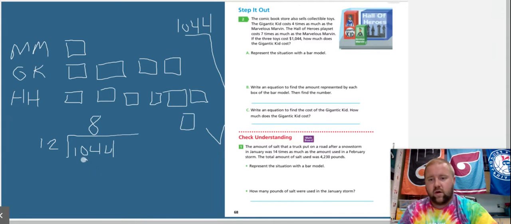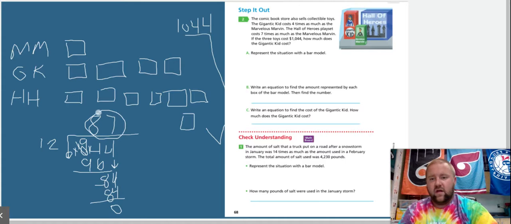So 8 times 12 is going to be 96. I need to do some borrowing and regrouping. So that becomes a 0. That becomes a 10. Still can't subtract. So I got to borrow from the 10 to make a 9. And this becomes a 14. So 14 minus 6 is 8. And then I bring down my 4. I know that 12 goes into 84 7 times, because 12 times 7 is 84. I subtract there and I get 0. So I get 87. Again, 87 is what we know is the answer for the Marvelous Marvin.